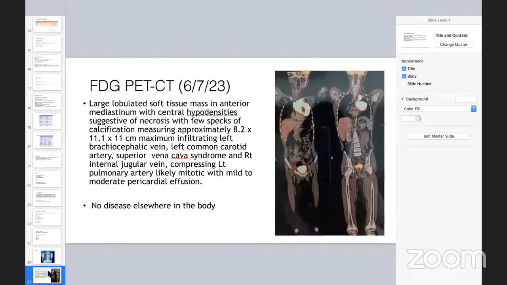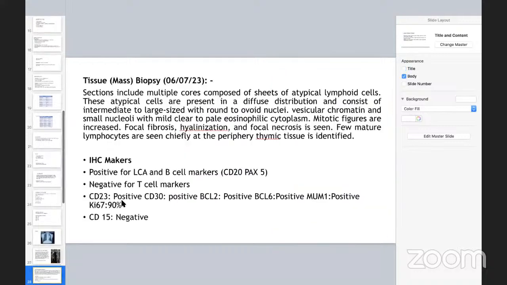This is the FDG PET CT that was done. It showed a large lobulated soft tissue mass present in the anterior mediastinum. There were central hypodensities suggestive of necrosis with few specks of calcification, measuring 8 into 11 into 11 centimeters, infiltrating the left brachiocephalic vein, the left common carotid, superior vena cava, and right internal jugular vein, and compressing the left pulmonary artery, likely neoplastic, with mild to moderate pericardial effusion. No disease activity was seen elsewhere in the body.